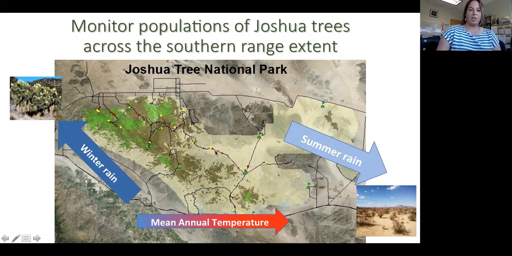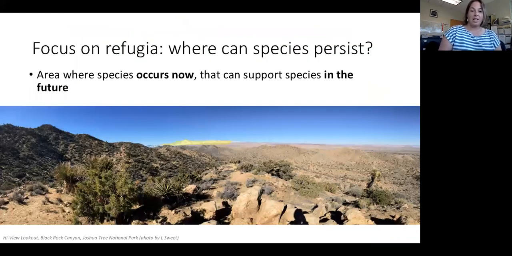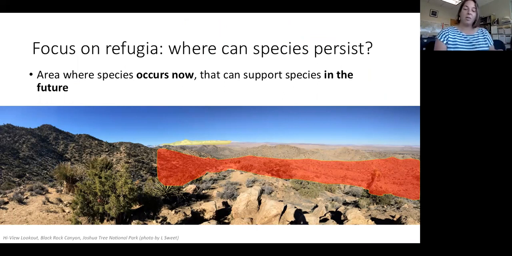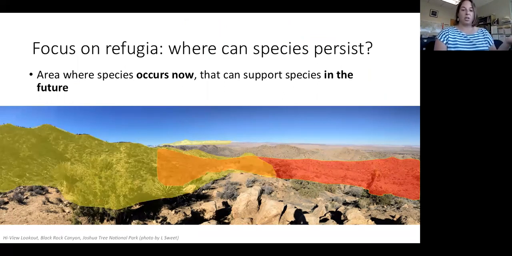So in this picture is the location of all our plots that we have across the park, including weather stations. And so when we're looking at what might happen to the Joshua trees, we're focused on something we call refugia, which is where does the species occur now that can also occur in the future. So if we were looking at this landscape, the old distribution might be in red here. This is where the species occurs now. This is where my model that I'll talk about in a second shows it can occur in the future, but what's that overlap?